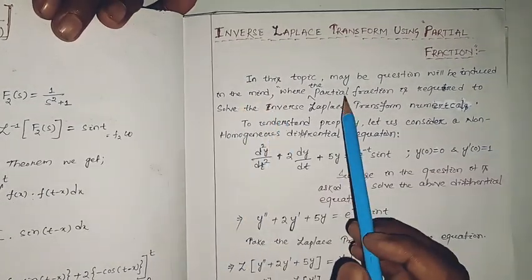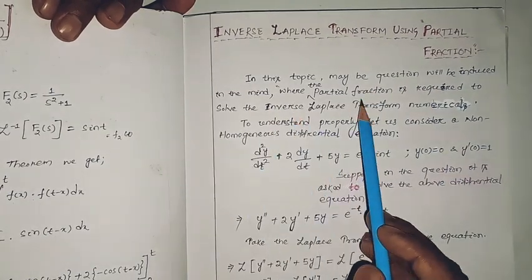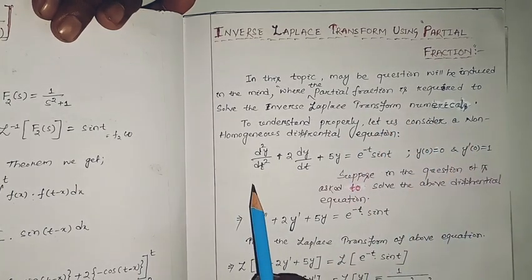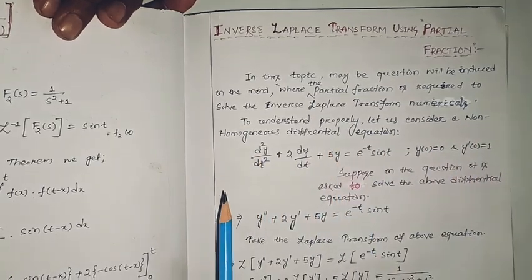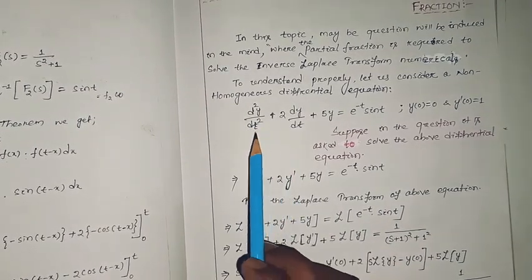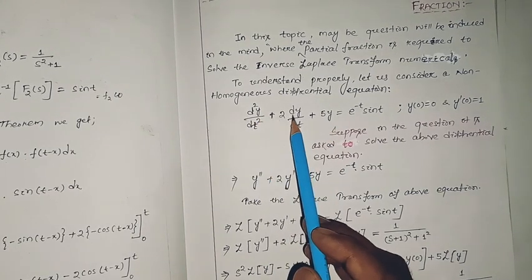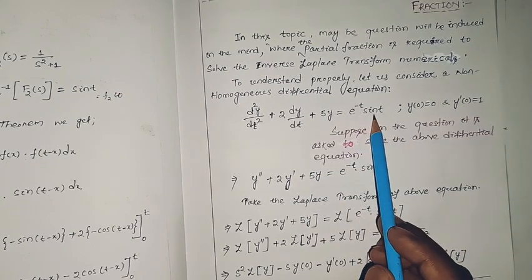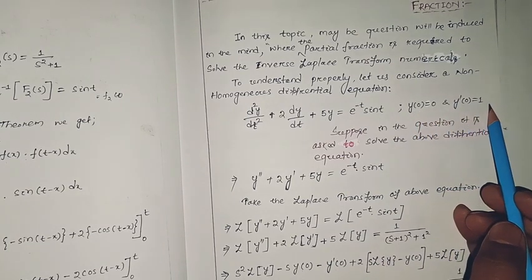In this topic, maybe the question will arise in our mind: where is the partial fraction required to solve inverse Laplace transform numericals? To understand properly, let us consider a non-homogeneous differential equation like this. This is a second order non-homogeneous differential equation: d square y by dt square plus 2 into dy by dt plus 5y equal to e to the power minus t into sin t, where the initial conditions are given as y(0) equal to 0, y dash (0) equal to 1.